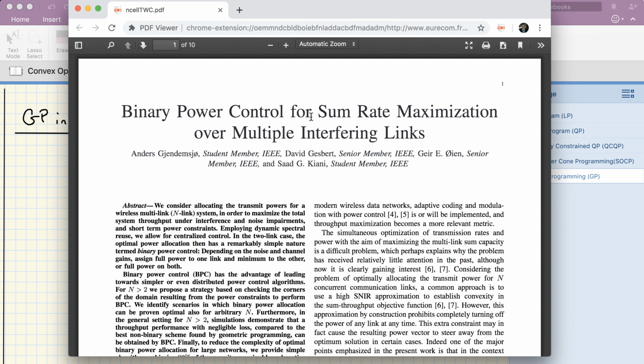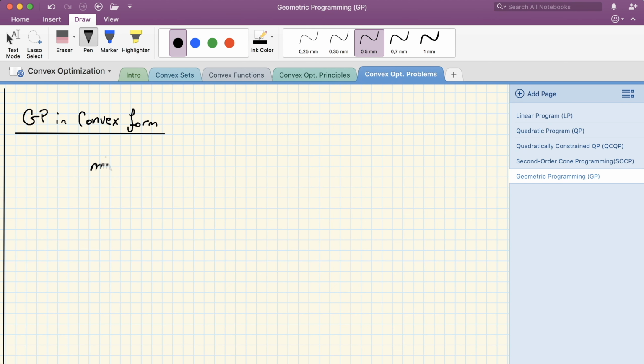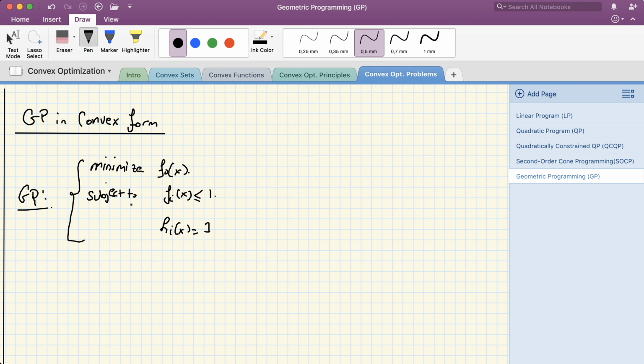Now let's see how to convert a GP, or how to rewrite a GP in convex form. So again, let's say I am minimizing a polynomial subject to inequality constraints on polynomials and equality constraints on monomials. This is a GP. So the first change of variable is to introduce variables y_i that are equal to log of x_i. So a logarithmic change of variable, or equivalently x_i is e to the power y_i.